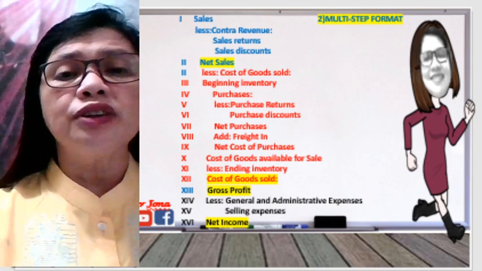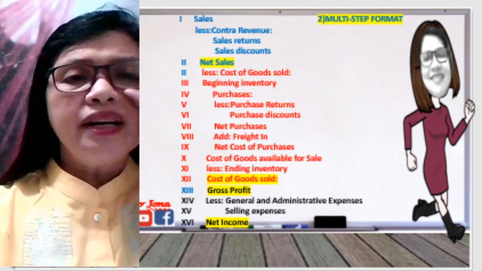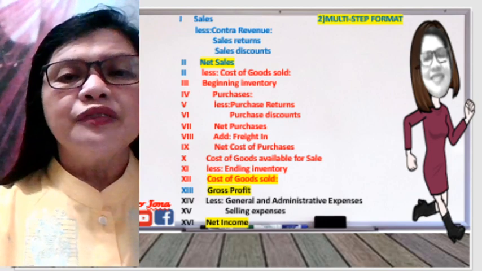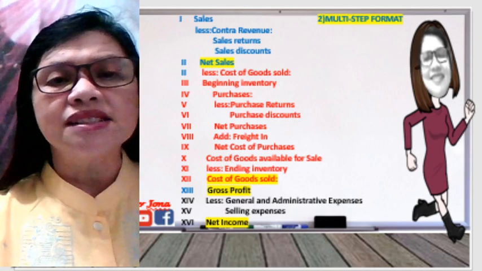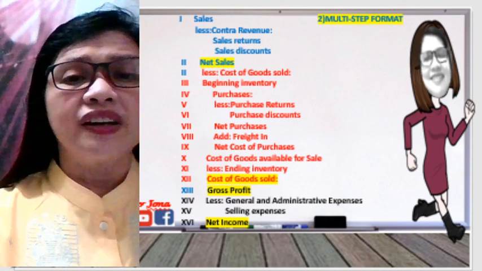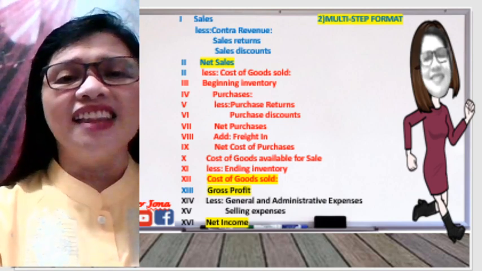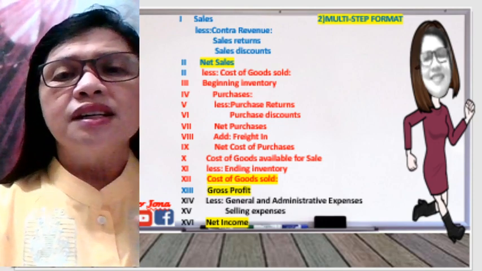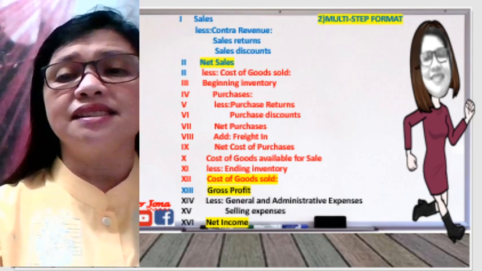Then it becomes the cost of goods available for sale. But when we deduct the ending inventory, then we arrive at the cost of goods sold. We deduct the cost of goods sold from the net sales, which gives us the gross profit. From the gross profit, we deduct the general and administrative expenses and the selling expenses, and finally we arrive at the net income. So I want you to copy this, or maybe just keep a complete listing of this, because this is what we use in merchandising business.